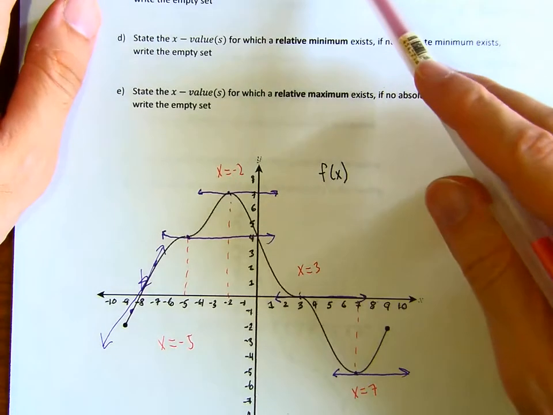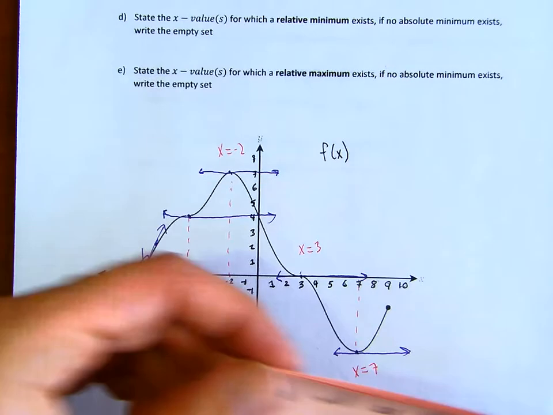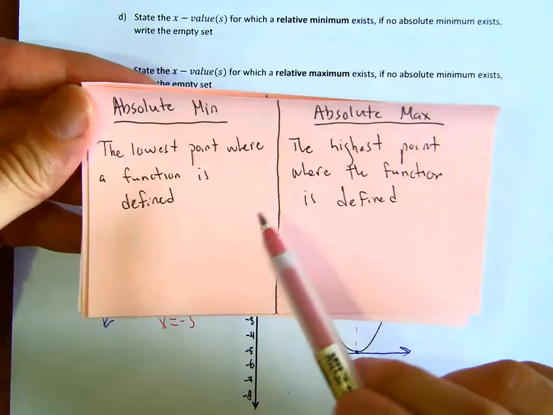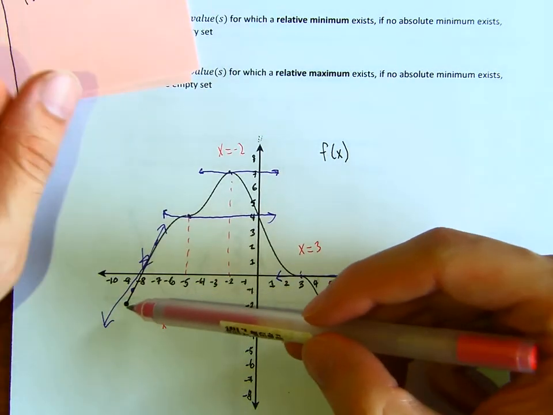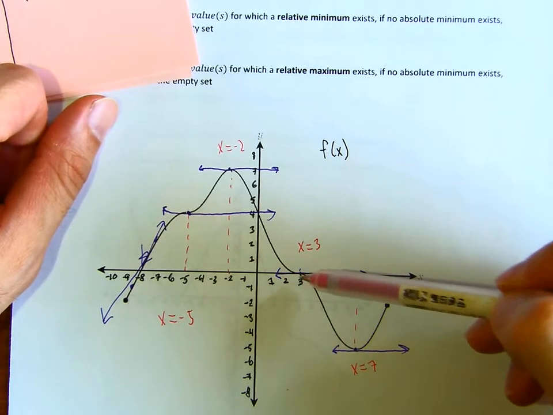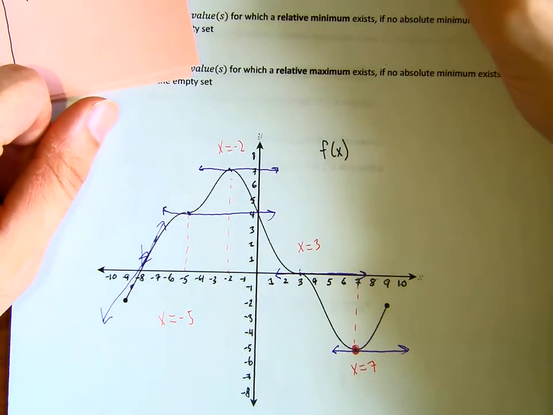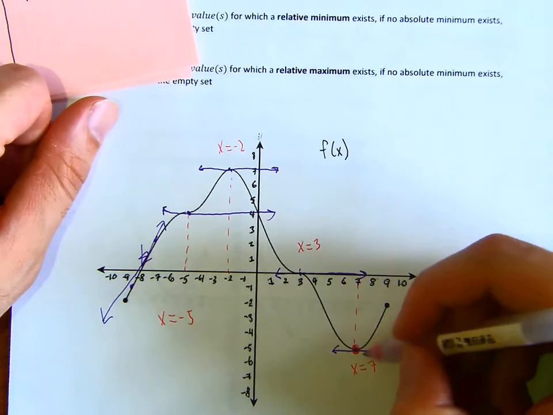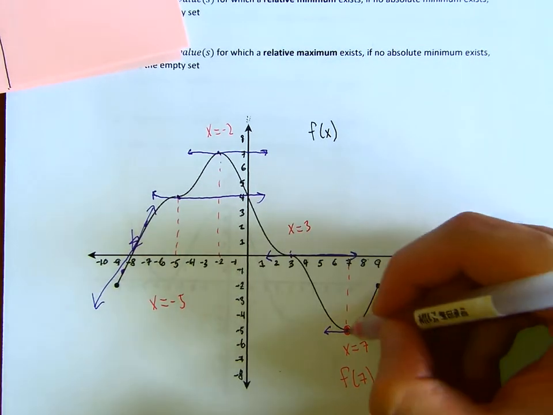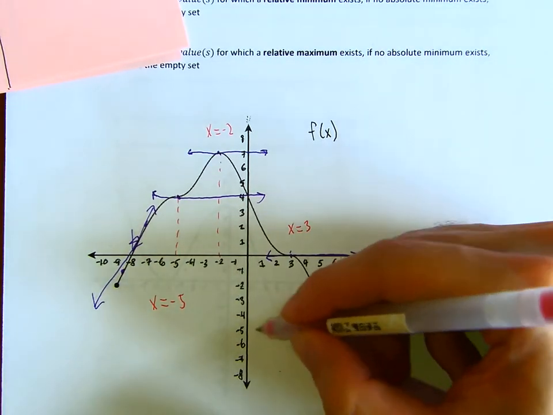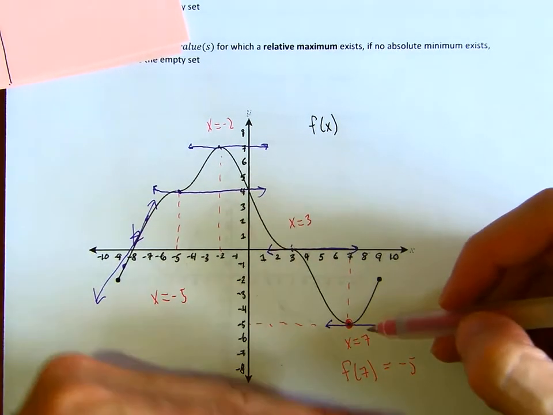Now, where would the minimum occur? What is the definition of an absolute minimum? It's the lowest point where a function is defined. So where is the lowest point on this graph where the function is defined? The lowest point is right here at x equals 7. And what is f of 7? It is negative 5. So you see the function does exist, and this is the lowest point.